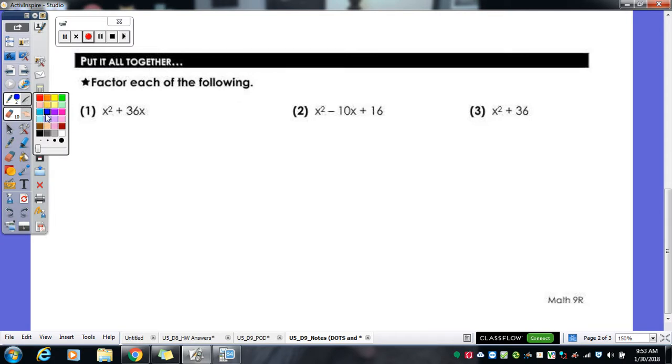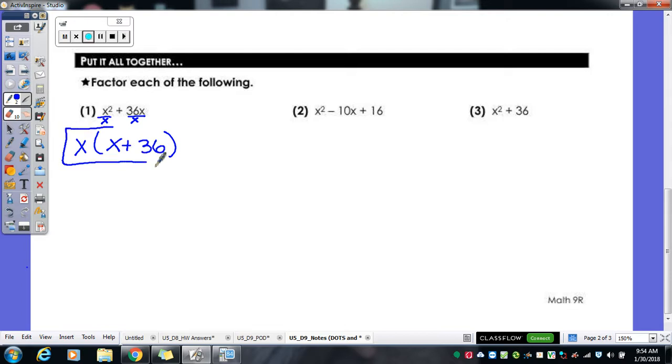All right, so putting it all together. Again, you've got to go through that list in your head of the different types of factoring I taught you. Number 1, do we have a GCF? Yes. What is our GCF? X. You have to be able to recognize this. So I'm going to take the x, put it out in the front, divide each term by x. What do I get in my parentheses? x plus 36. So there's my answer.